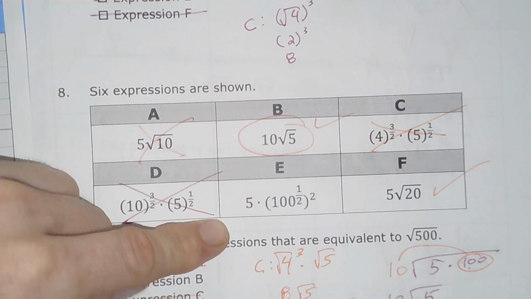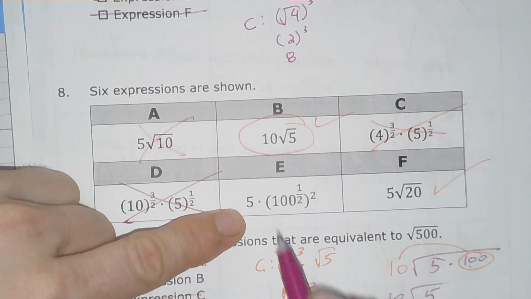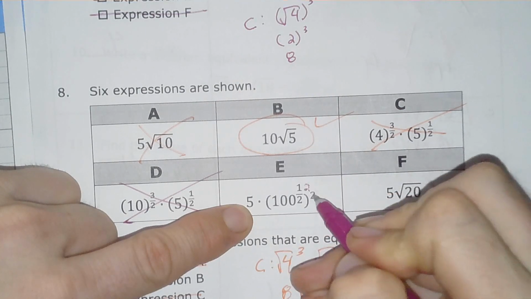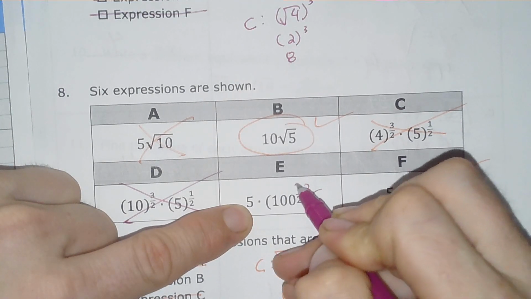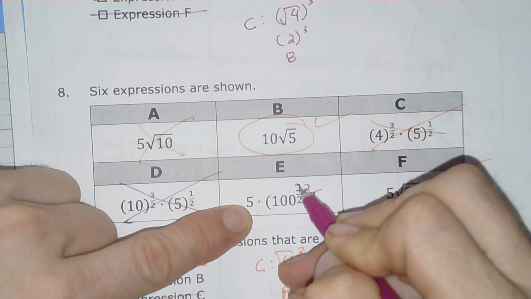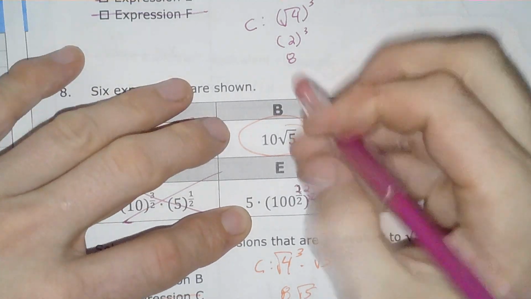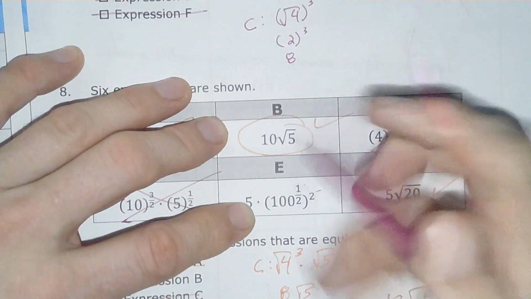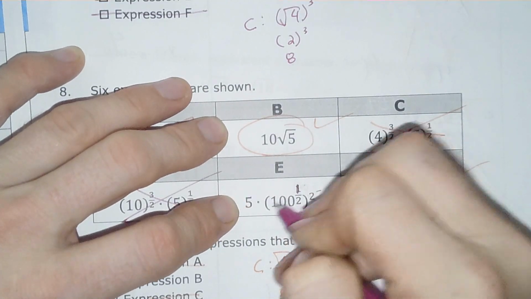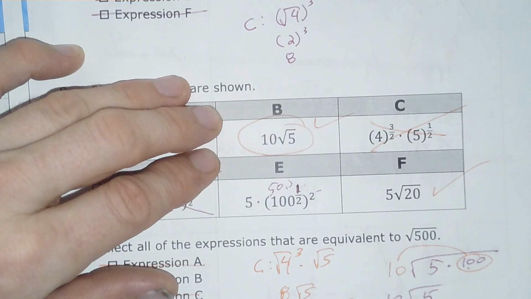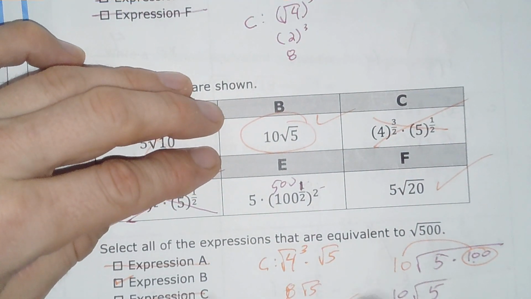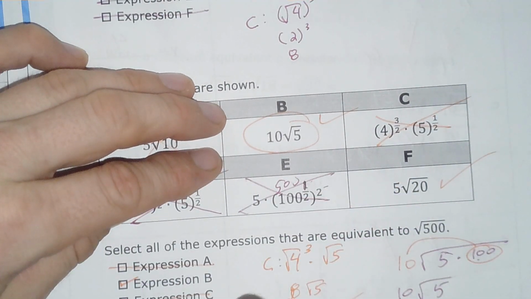All right, now the next one is going to be 5. Well, look at this. This is 100 to the first, right? Because that's 100 to the 1 over 1, right? Because you have to multiply 1/2 times 2, which is just 1. So 5 times 100 is 500, right? But that's not the square root of 500. That's 5 times 100. So that is not correct, right? So E is not it either.